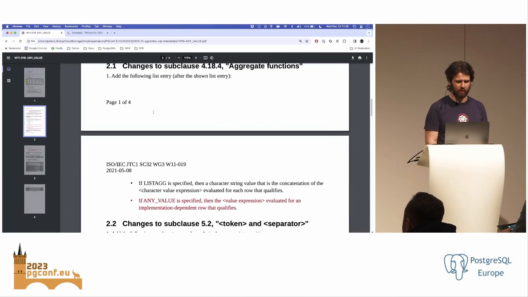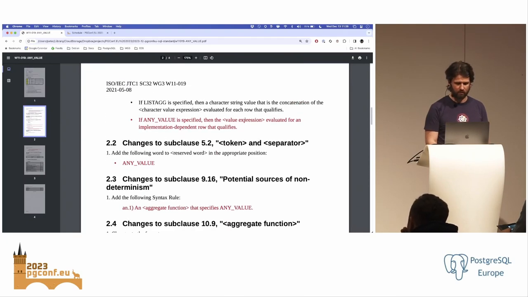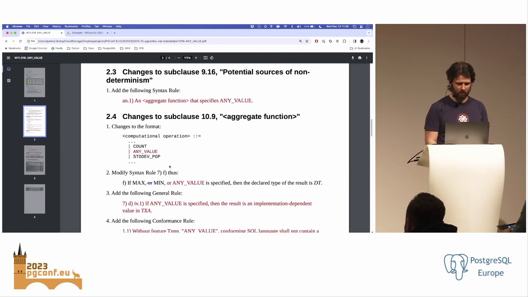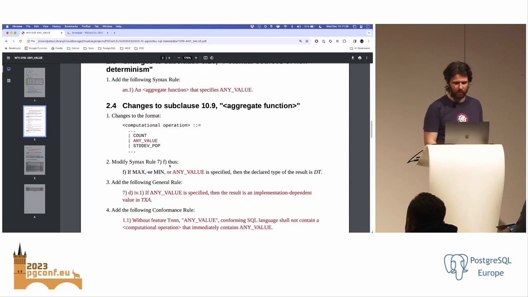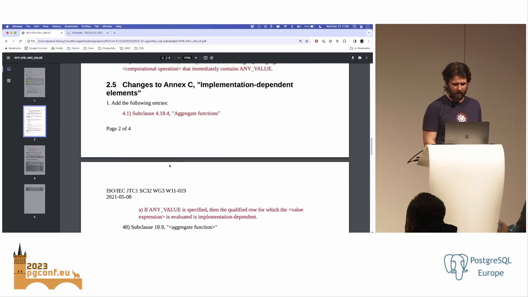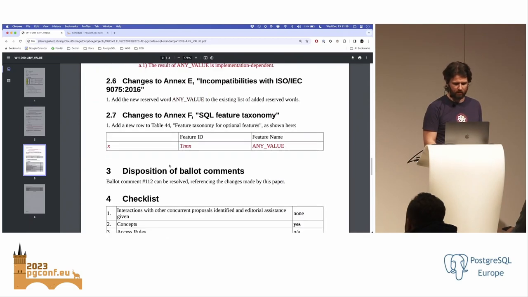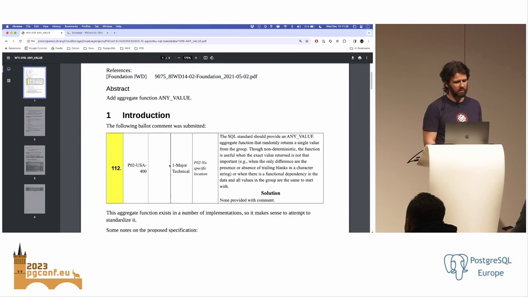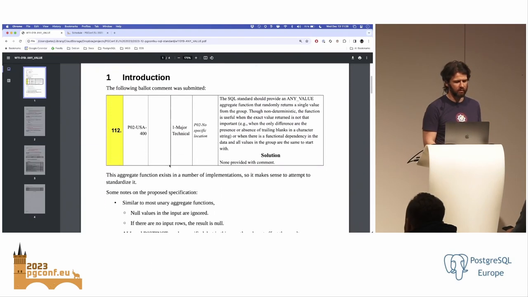So I'm saying, okay, here you add a clause, this is the red stuff, right? Here you add a clause, add a new reserved word, add a couple of syntax rules. If you've ever seen the SQL standard, you recognize some of these things: you put a thing in the BNF, add a couple of things into the appendix, the annexes, and then that's it, right? And so the introduction here is a bit of a special case, and I'll go into this a bit more in a minute.